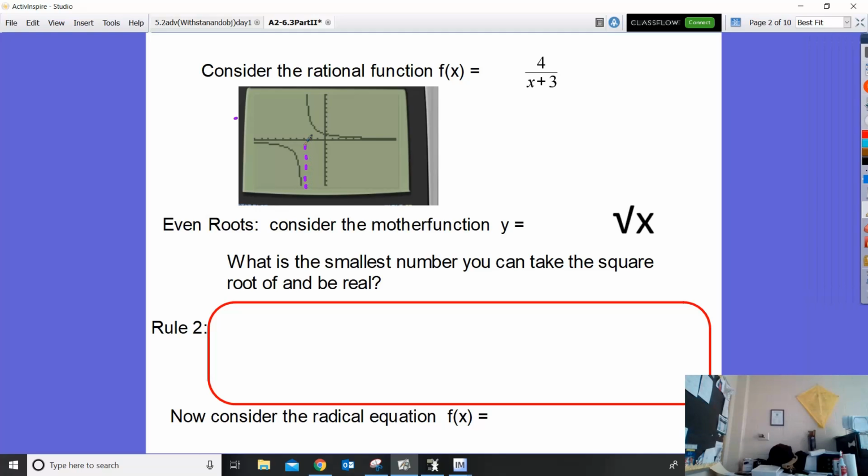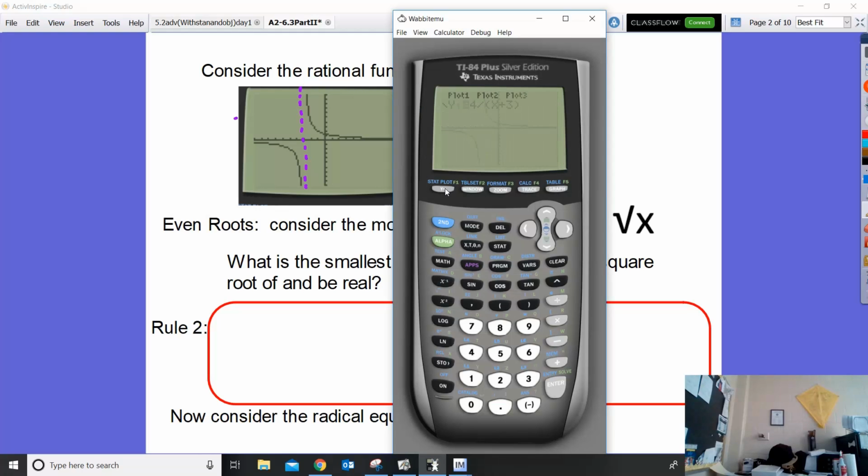Did you put parentheses around X plus 3? Yes. Aren't you supposed to? No. Did I type something in wrong? No. I did the exact same thing. Your graph is showing the line I just drew in. Does your graph look right? Where's that line at? -3.